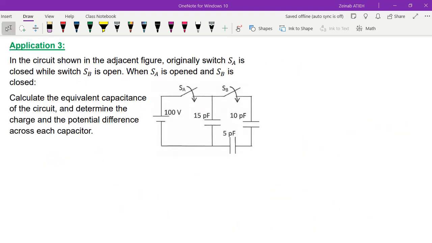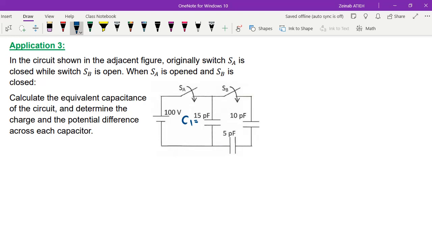Now application 3. In the circuit shown in the adjacent figure, originally switch SA is closed while switch SB is open. When SA is opened, SB is closed. So this is similar to a question that I have solved previously. أول شيء بنشرج الكاباسيتور. Let me call this C1. بنشرج C1. بعدين بنفتح السويتش SA and we close SB. C1 discharges in the two capacitors لحد ما يصير في عندي equilibrium.